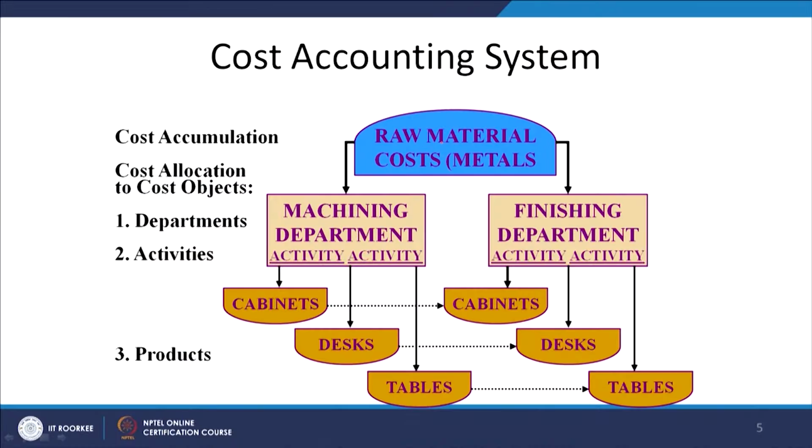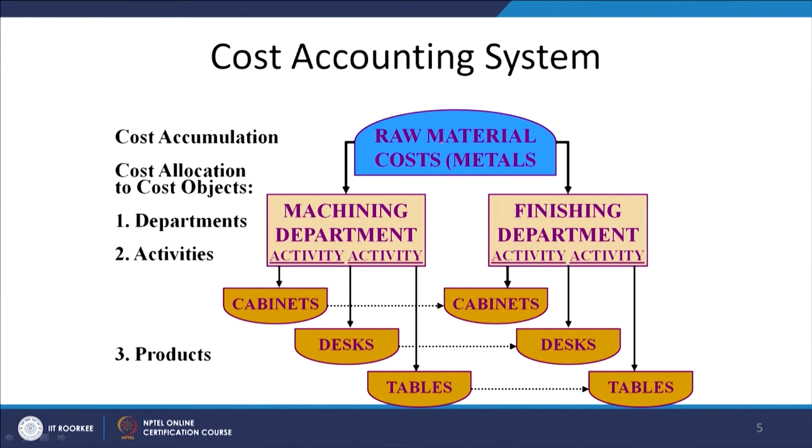Then, as per those departments and activities, the cost is allocated to the products. In this case we have multiple products: cabinets, desks, tables, different types of products we are manufacturing. So, this is how the normal costing system works.